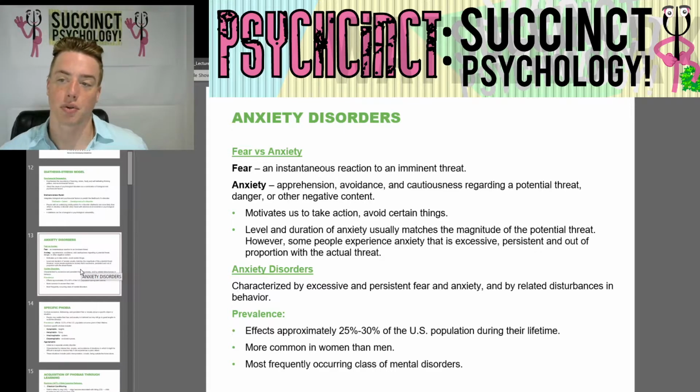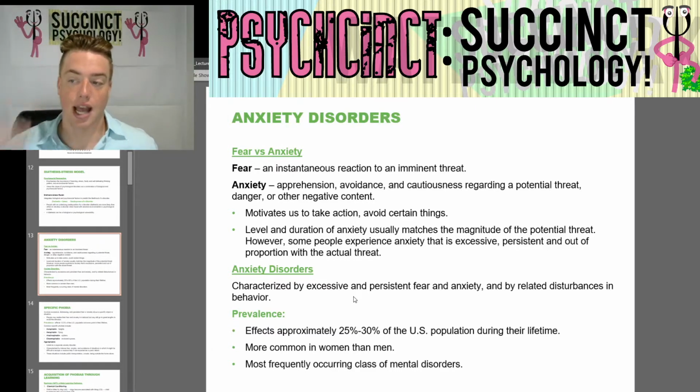Now, anxiety disorders, so fear versus anxiety. Fear is an instantaneous reaction to an imminent threat. So if you see a lion running at you, you're going to have fear. And anxiety is apprehension, avoidance, and cautiousness regarding a potential threat, danger, or other negative content. So anxiety would be like when you have anxiety for your final coming up in a week. That's anxiety, not fear.